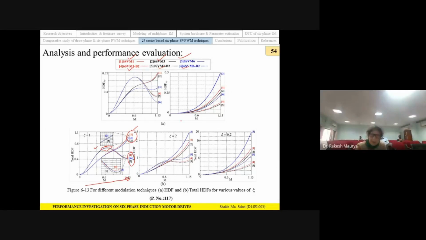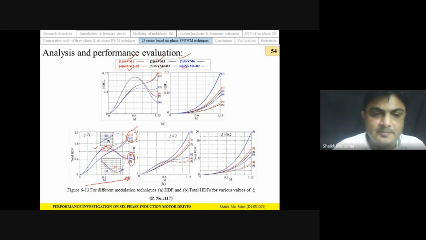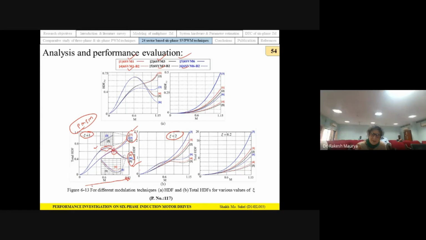Which one will be advantageous? The advantage depends, first of all, on the leakage coupling coefficient, meaning what type of machine it is. If we have, let us say, zeta equal to 1, meaning a permanent magnet synchronous machine, then the advantage is that you have to use a hybrid technique. Up to this speed use discontinuous PWM technique, and after that, at lower speed, use continuous PWM technique. Our objective is to keep the distortion factor as low as possible.